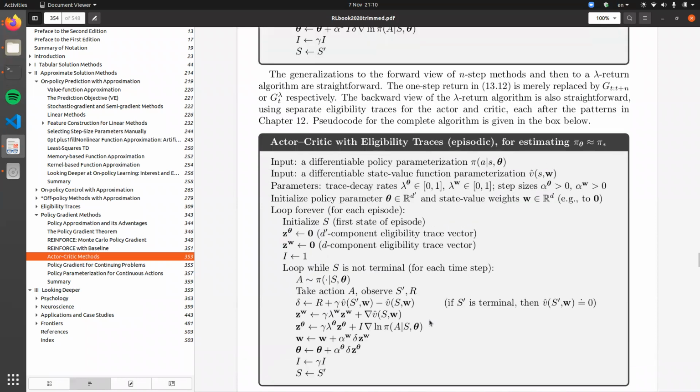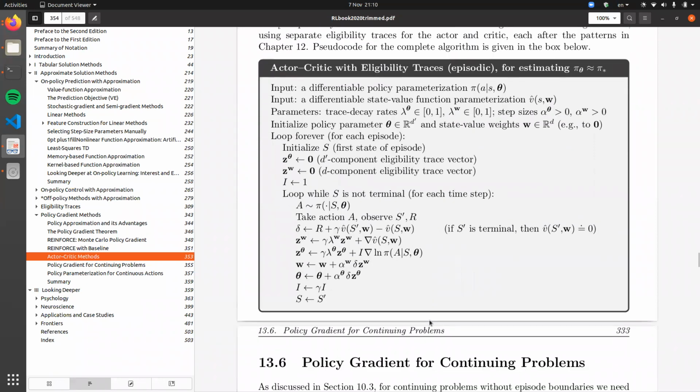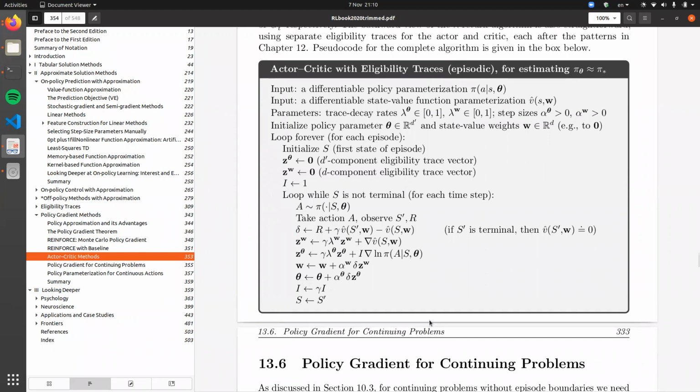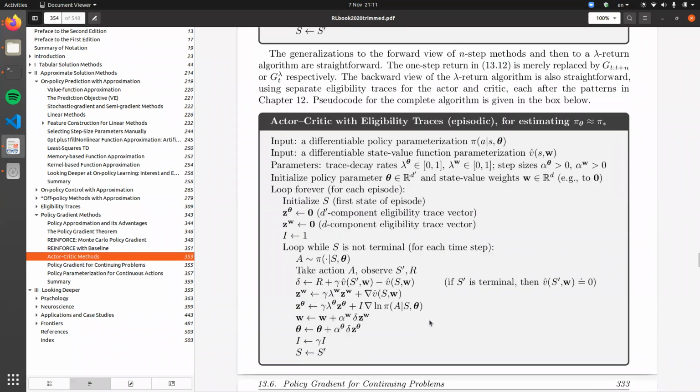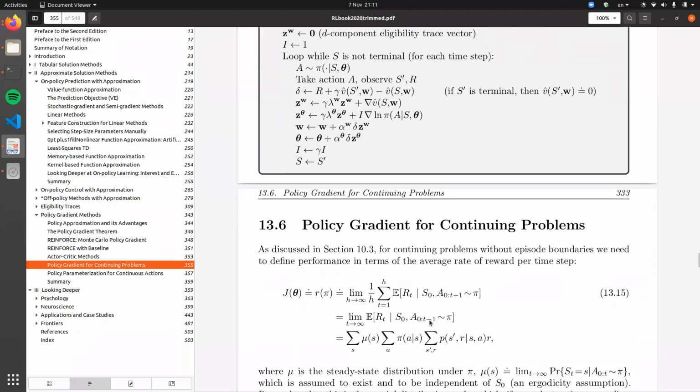If anyone wants to jump in and discuss anything regarding this, please go on. Otherwise, we can continue to the policy gradient for continuing problems.